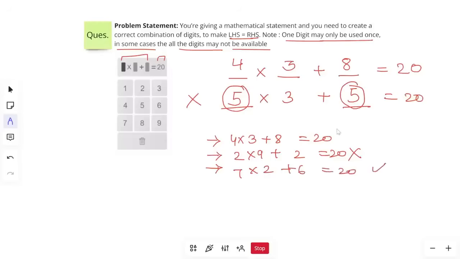This is correct. The first one we saw is correct, and this one was wrong. Next one can be 3 into 4 plus 8. 3 into 4 is 12, 12 plus 8 is 20. So this is also correct, and we are using 3 different digits. Next one is 6 into 2, which is 12, and then plus 8. This is also absolutely correct, because here also we are using 3 different digits, and none of the digits are repeating. So hope you have understood it.